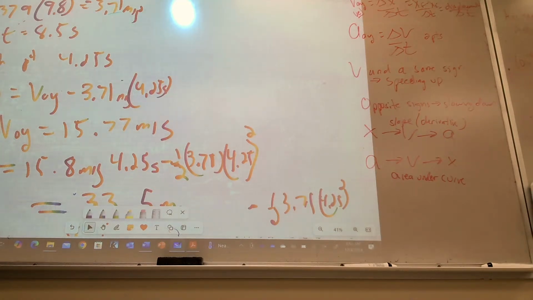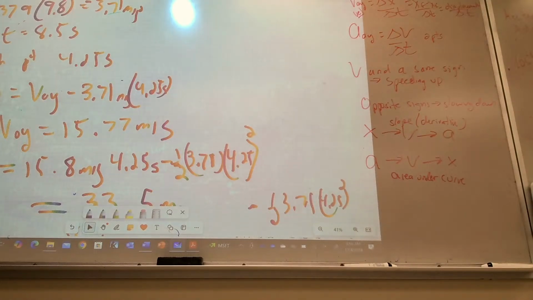Okay, you have uniform acceleration. That graph is just a horizontal line. You have uniform acceleration, your velocity graph has got to be a straight line, and you know the slope of that graph. So the slope, you know that.